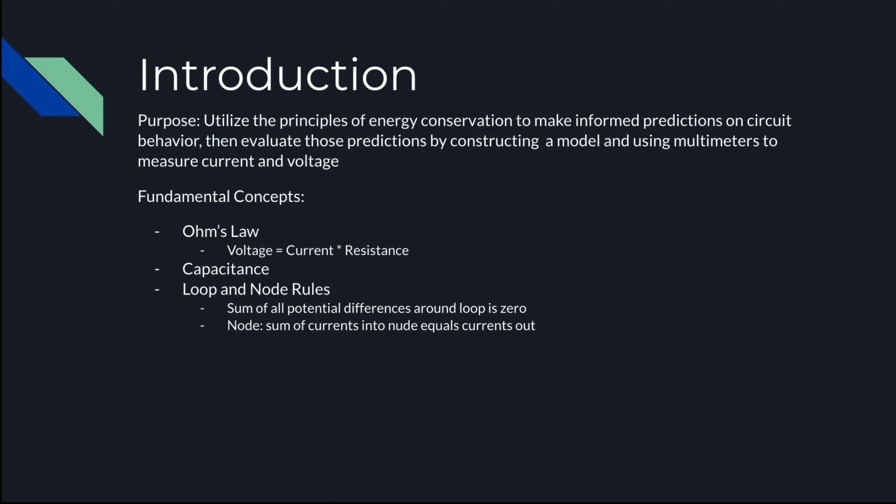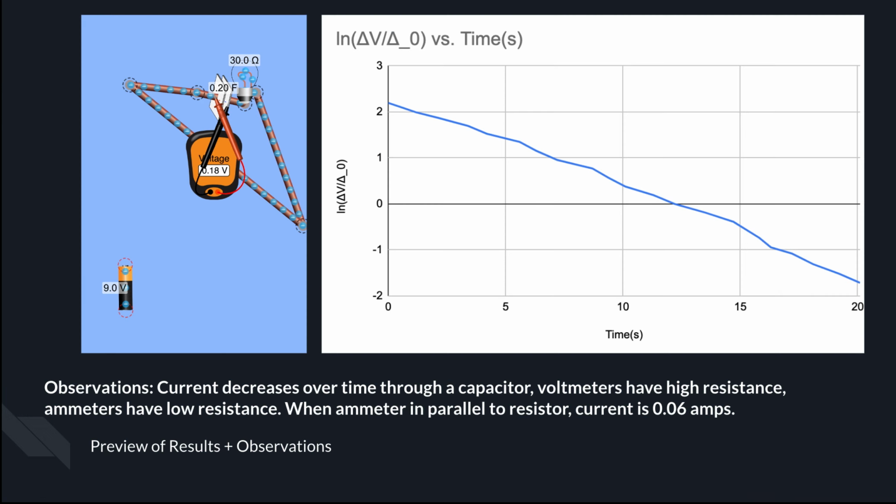There are three main fundamental concepts used in this experiment. The first one is Ohm's law, which is voltage is equal to current times resistance, then capacitance, and the loop and node rules. The loop rule is that the sum of all potential differences around a loop is zero, and the node rule is that the sum of currents into a node equals the current out.